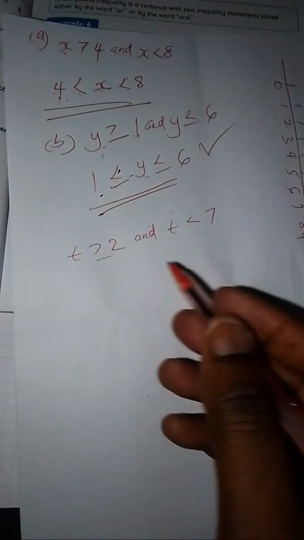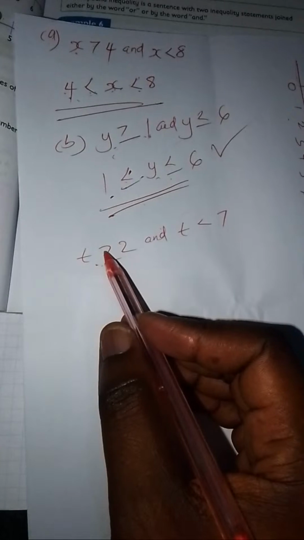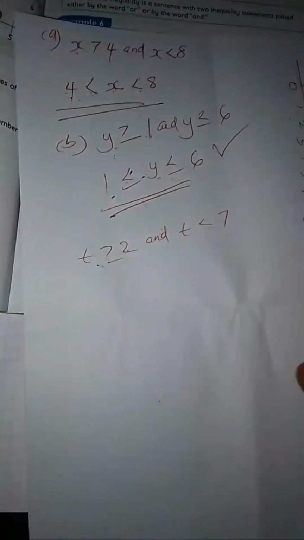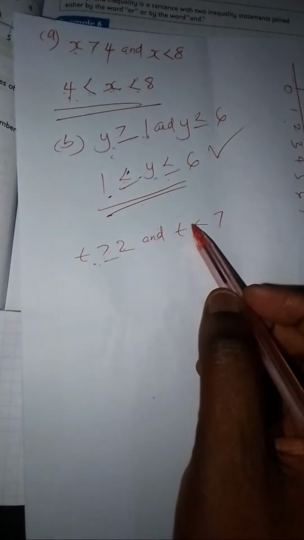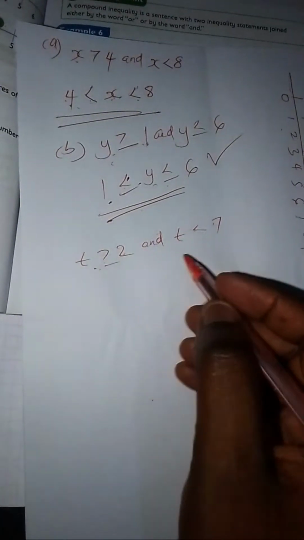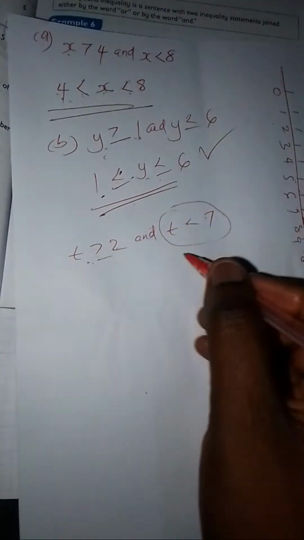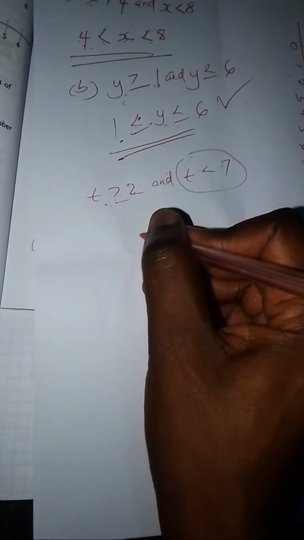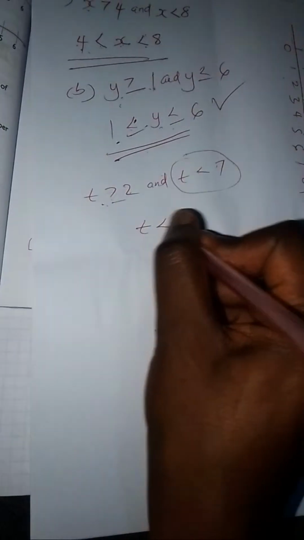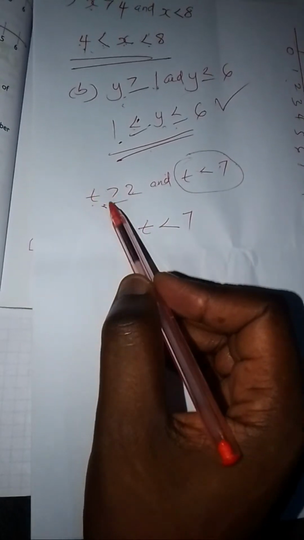Now I've got it. Here is how the question is. We are supposed to form an inequality. We have t is greater than or equals to 2, and t is less than 7. Since we usually start with this one first, we indicate it when forming an inequality. So from here we shall have t less than 7. Then t is greater than or equals to 2.